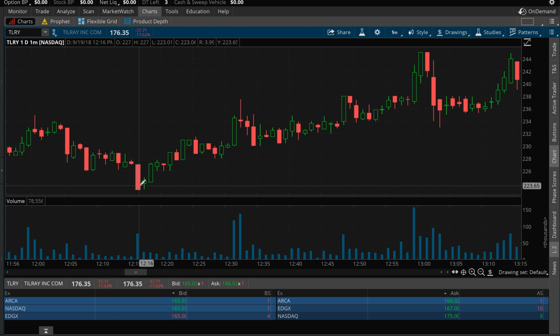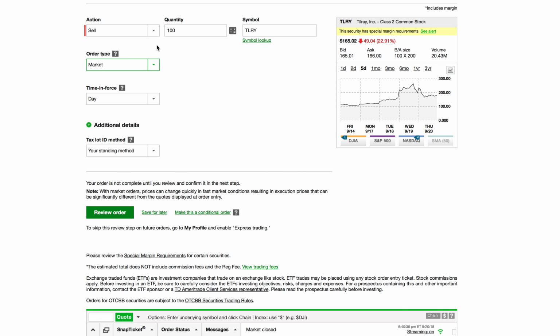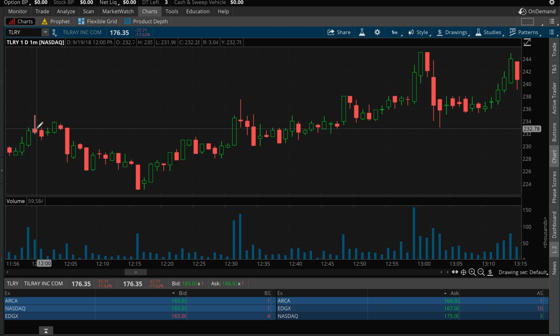And so let's look at this a little differently. Let's say you did buy it over here and you wanted to sell if the price got down to 230, but you don't want to have to look at your phone. You want to set it up to be automatic. That's called a stop loss.